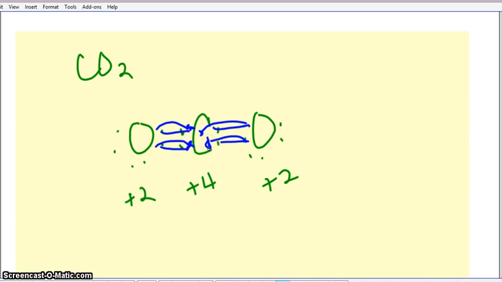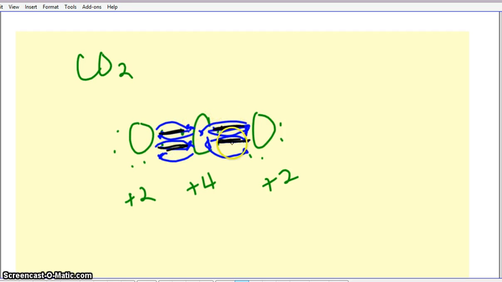Now, vice versa too. It can go the other way as well. So let me show you that. Each line here represents a bond of two electrons, so we count them as 2.